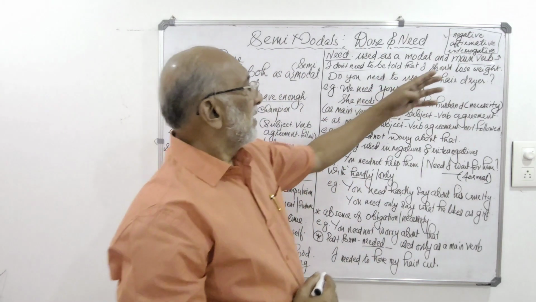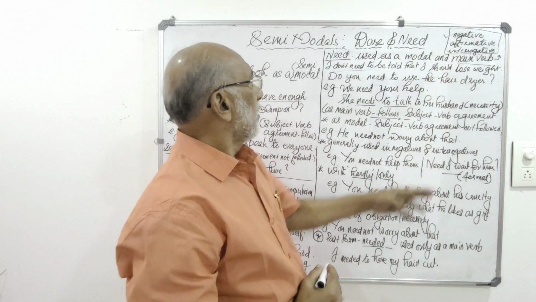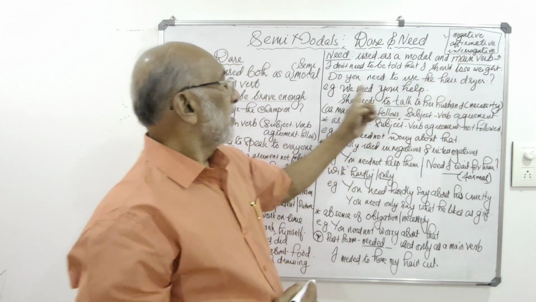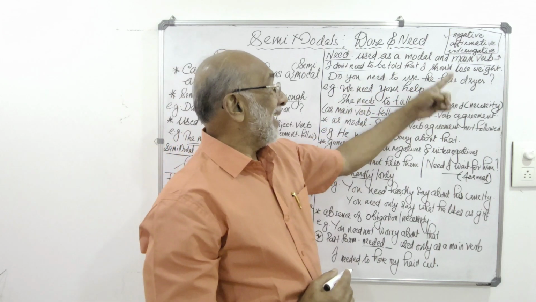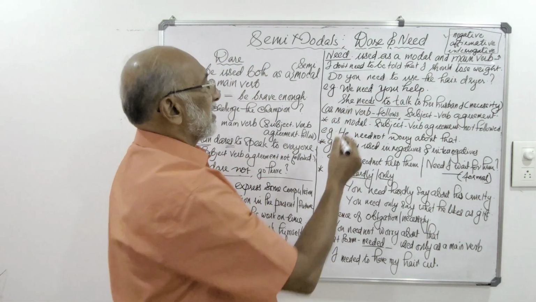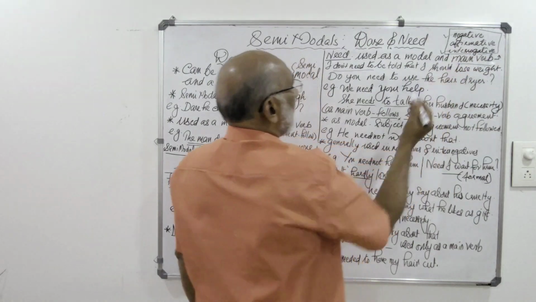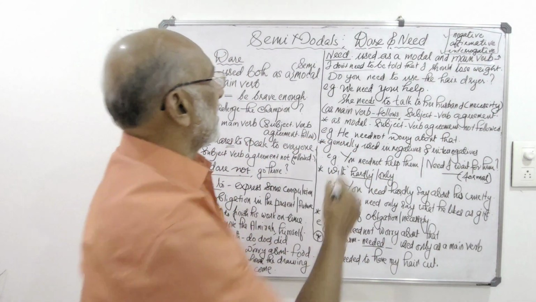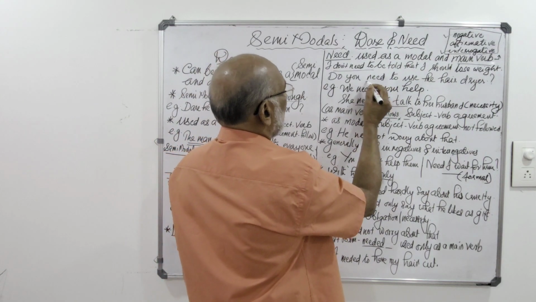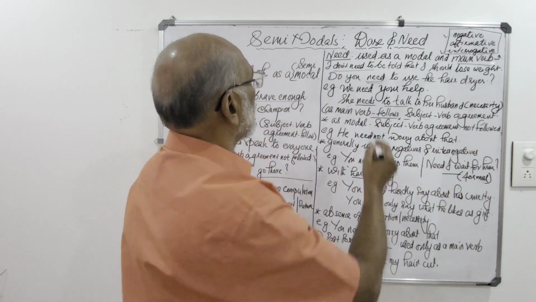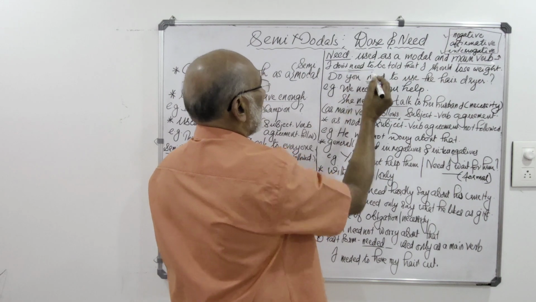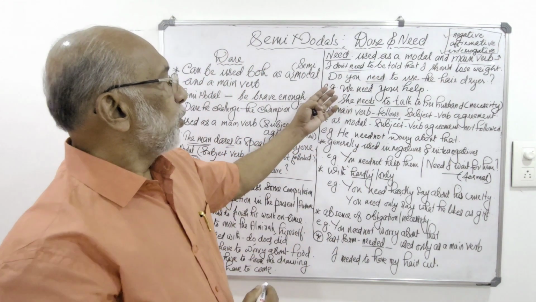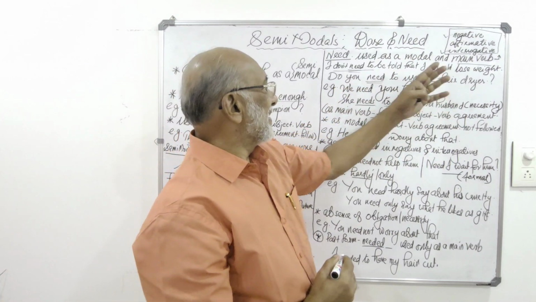Then interrogative. Do you need to use the hair dryer? Here it's an interrogative sentence and need is used as the main verb there. Do you need? Need is the main verb here, and also here again it's the main verb. I don't need to be told that I should lose weight. Do you need to use the hair dryer?